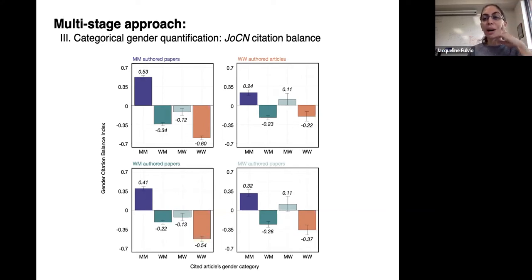So what we showed at this point was that gender imbalances in citation practices of the broader field of neuroscience generalized to our subfield of cognitive neuroscience. And the pattern of these imbalances is consistent across authorship gender categories, which implicates something more systemic in driving the behavior.